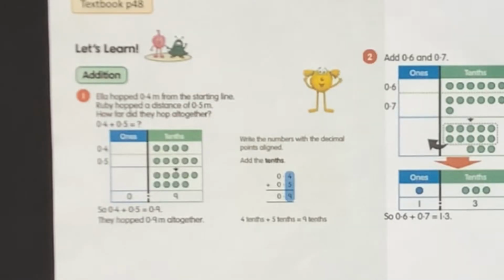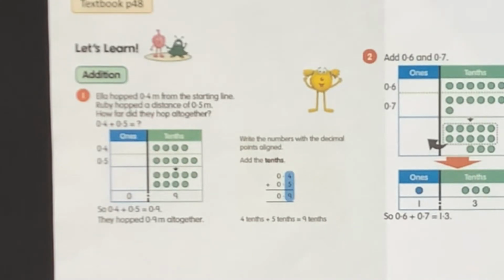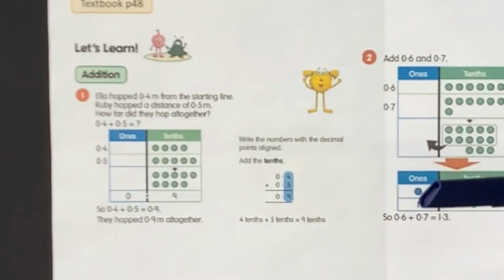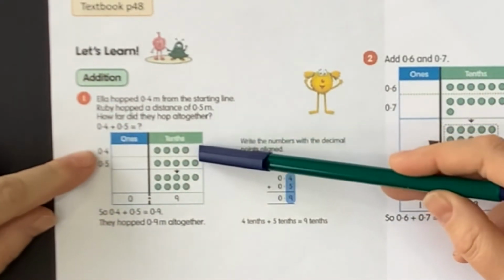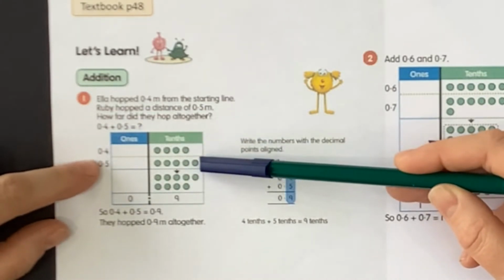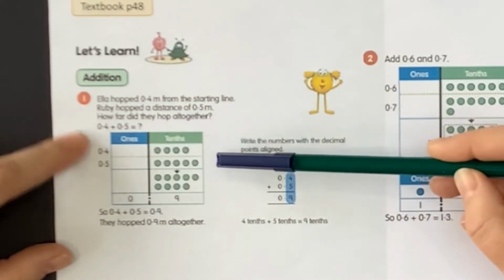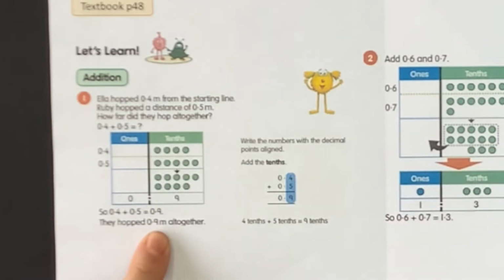Ella hopped 0.4 metres from the starting line. Ruby hopped a distance of 0.5 metres. How far did they hop altogether? So just like when we add whole numbers, as long as you get your place value lined up correctly, you can do it in exactly the same way. So we built the first number, 0.4, which is 0 ones and 4 tenths. And then we build the second number, 0 ones and 5 tenths. And then we add them all together. So we've still got 0 ones. We've now got 9 tenths. So the answer is 0.9.